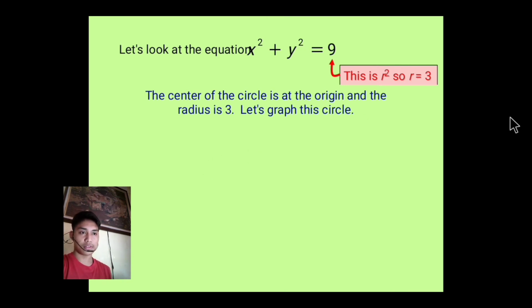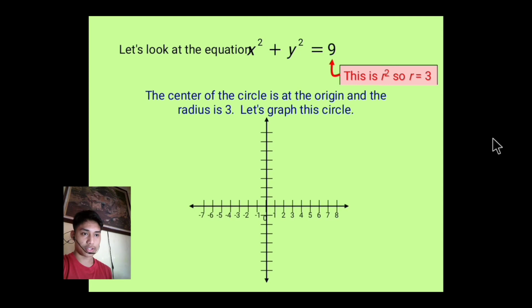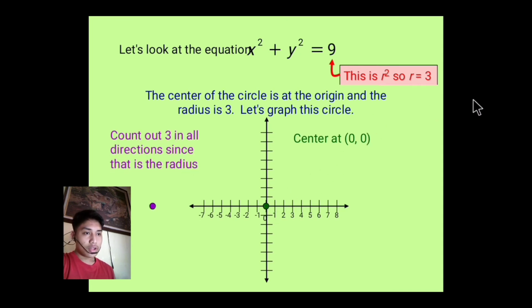Let's graph this circle. This is the Cartesian plane, with the x coordinate and y coordinate. The center is at (0, 0), the origin. We count 3 units in all directions since that is the radius.